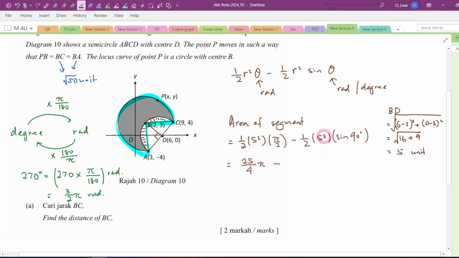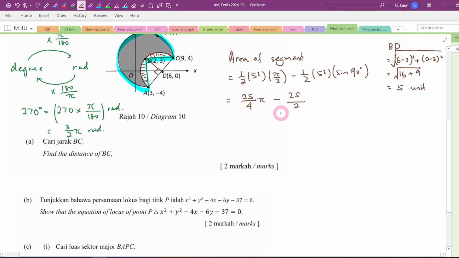And how about this one? This is 25 over 2. 25 over 2 sine 90 degree is equal to 1. Okay, let me check, is this correct? Okay, this is the area of one segment.